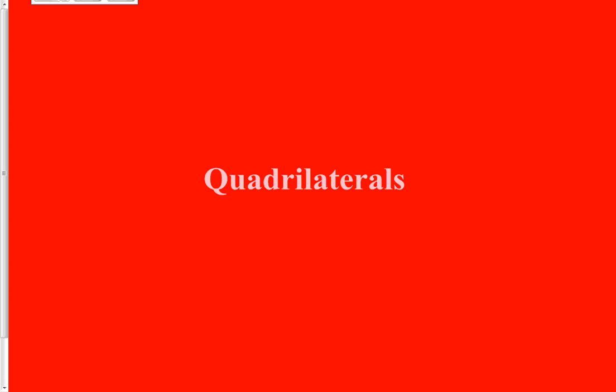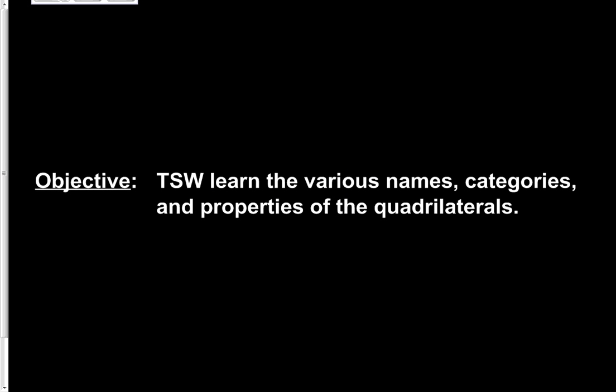The next thing you're going to write down is your objective. Drop down, skip a line on the left, and write the word objective. And then in the center and right part of your paper, write your objective. Your objective for this day will be: the student will learn the various names, categories, and properties of the quadrilaterals.